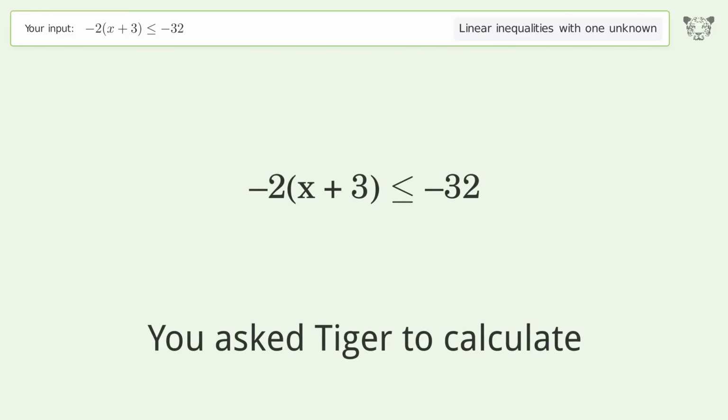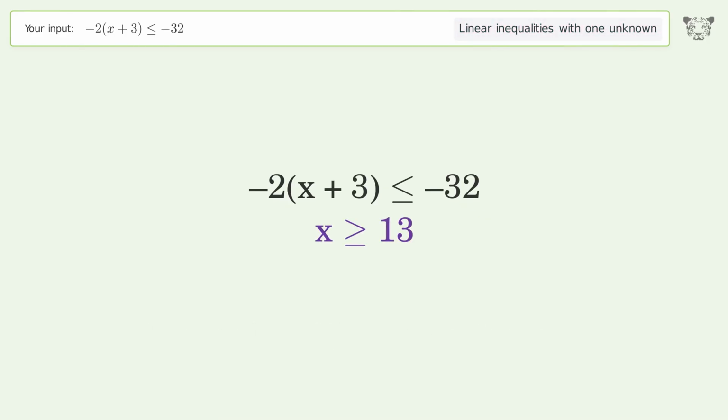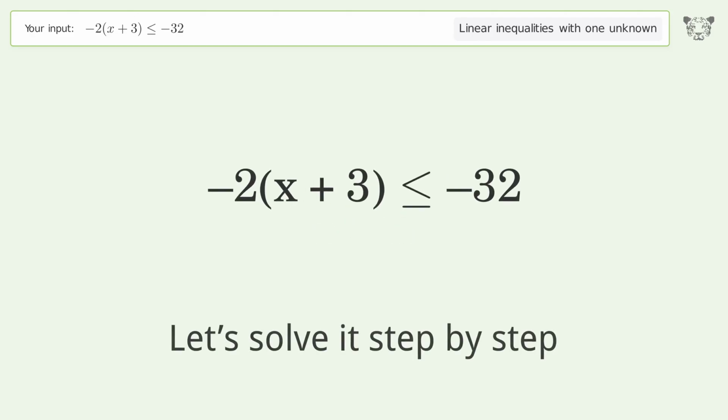You ask Tiger to calculate. This deals with linear inequalities with one unknown. The final result is x equal or greater than 13. Let's solve it step by step.